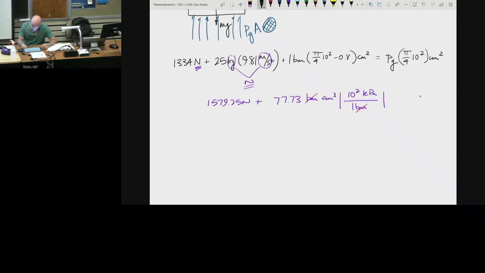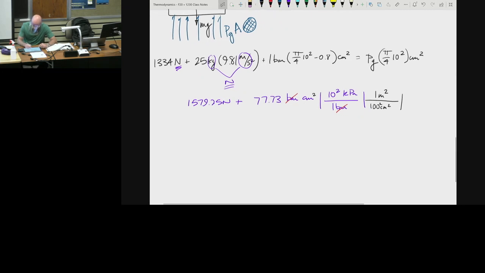And I also want to get centimeters. I want to say that 100 centimeters should be squared here, not cubed. 100 squared centimeters squared is going to be 1 meter squared. Okay, what does this do for me? Now, this gets rid of this centimeters and this centimeters, and I have kilopascals times meters squared. Well, a kilopascal is a kilonewton per meter squared. So when I cancel my meter squared, I'm going to have kilonewtons in this.